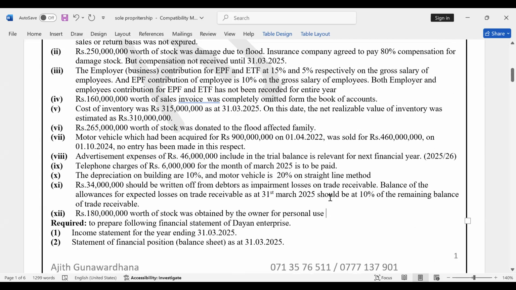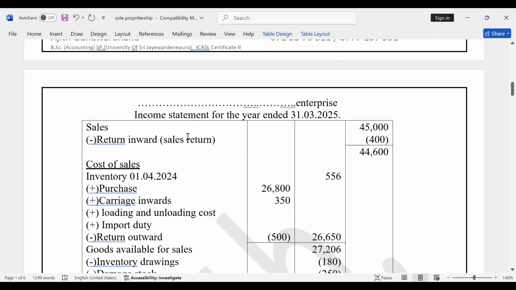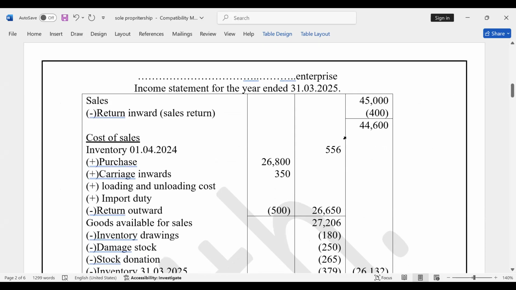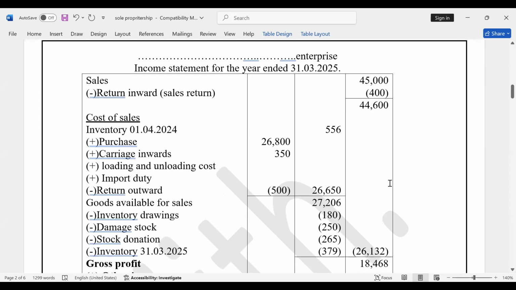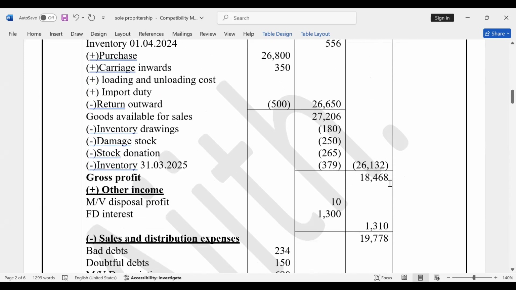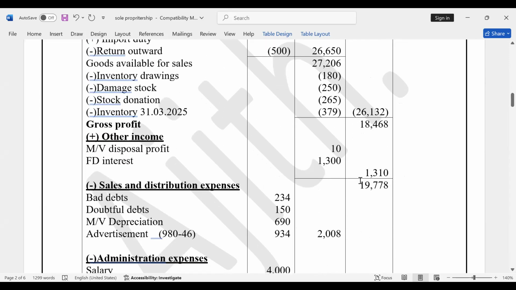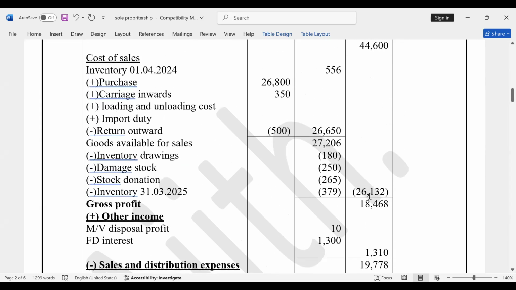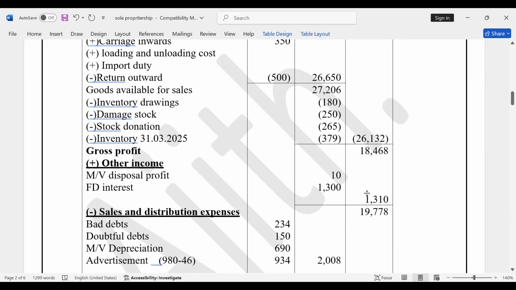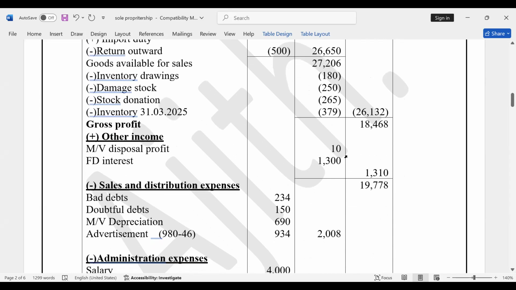Adjustment should be complete from the beginning. Then think how to prepare income statement. Income statement. Think other income should be added. Gross profit. Think how to calculate cost of sales calculation also. Cost of sales. Then plus other income. Disposal profit should be recorded as other income. But if it has given disposal loss, other expense.